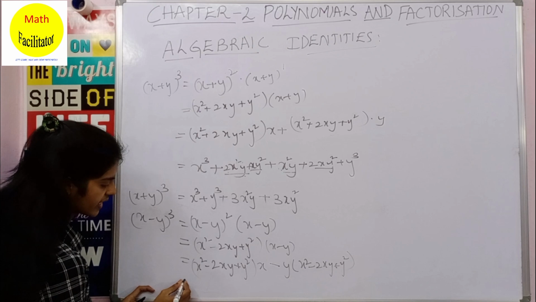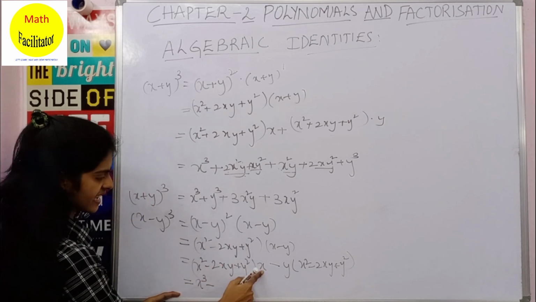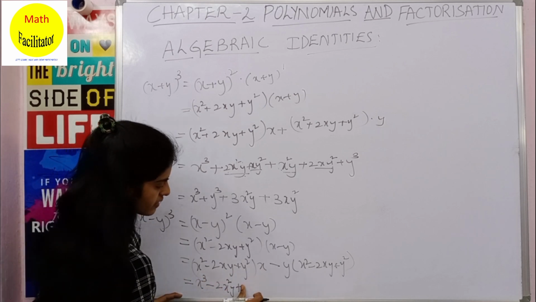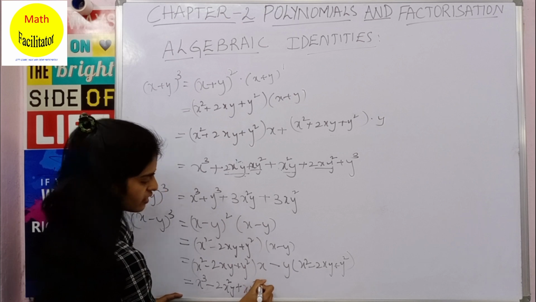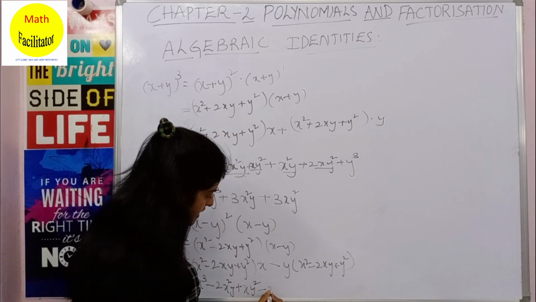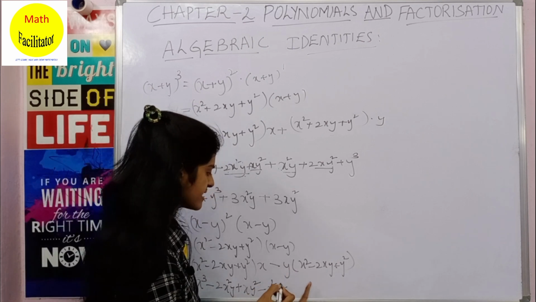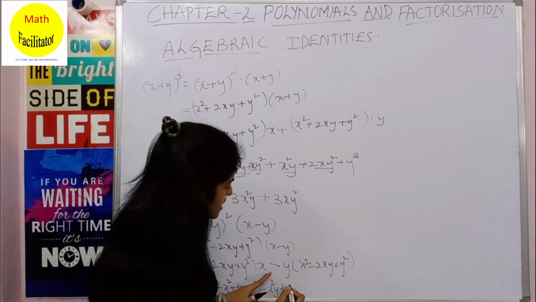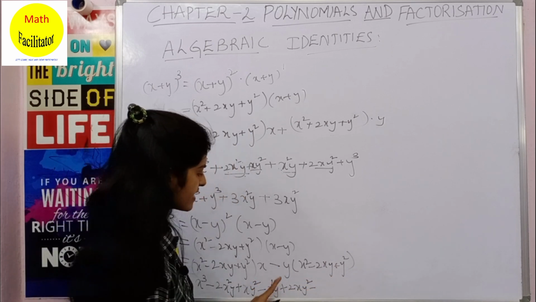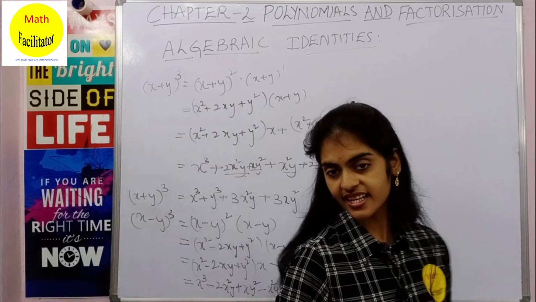Now again, what do you have? x into x^2 is x^3, minus x into 2xy is 2x^2y, plus xy^2. And you have minus yx^2, which is x^2y. Minus into minus is plus 2xy into y, which is 2xy^2, and minus into plus is minus y^3. Now let us rearrange the terms.